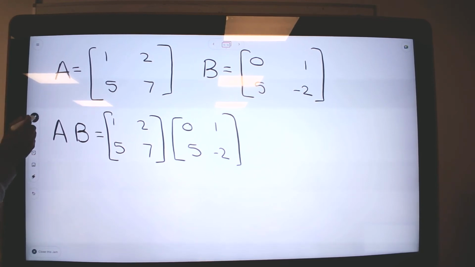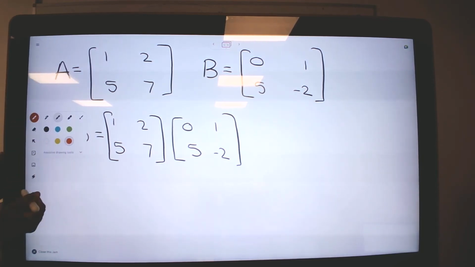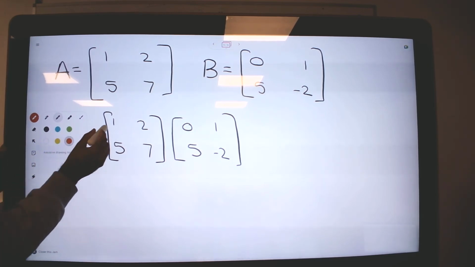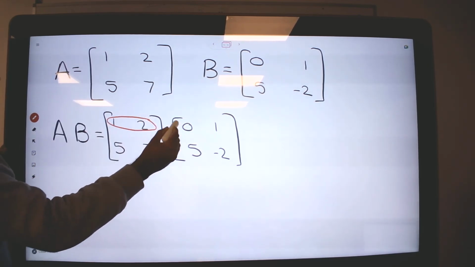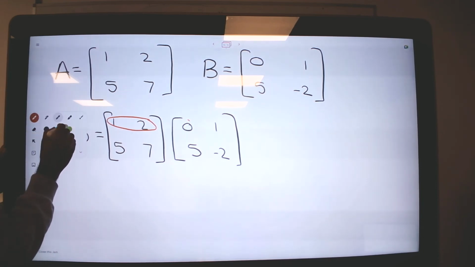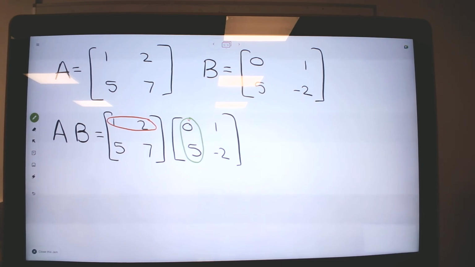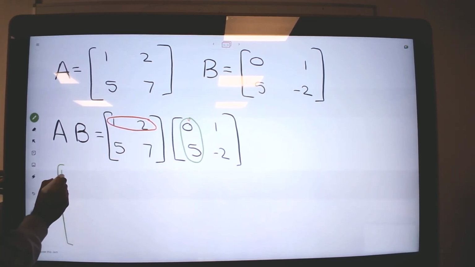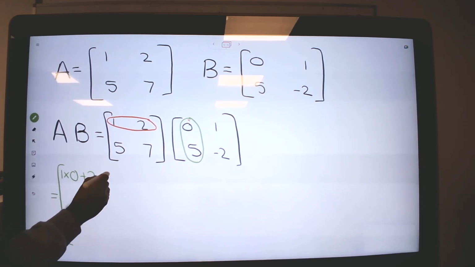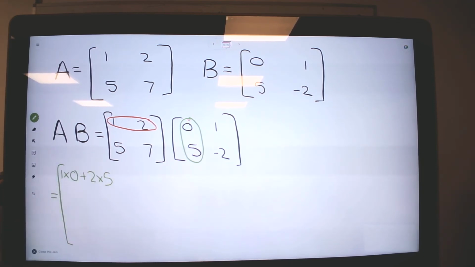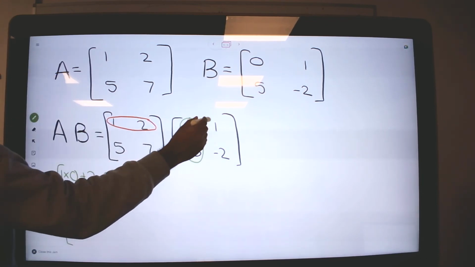When I multiply, this is what I'm going to do: rows to the column. Remember that one. This is the row and this is the column. When I multiply that one, this is what will happen. 1 times 0 plus 2 times 5. That's that one. Now I need to move forward.